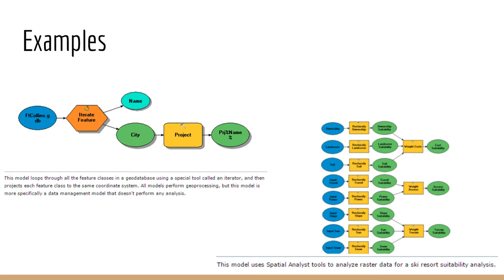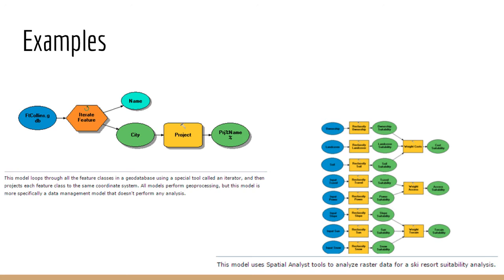This particular model isn't so much an analysis kind of thing. It's more of a data management tool. All right. Now the model on the right is more of a spatial analysis model. This model uses Spatial Analyst, which is an extension to ArcMap. Spatial Analyst has to be purchased and licensed in addition to ArcGIS Desktop. Its main use is to analyze raster data.